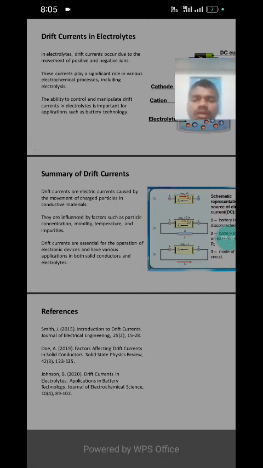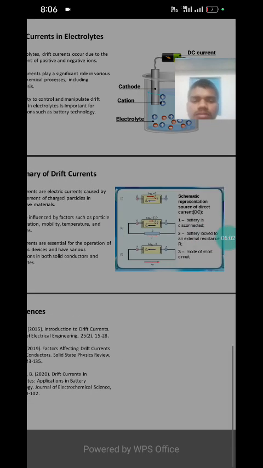Summary of drift currents. Drift currents are electric currents caused by the movement of charged particles in conductive materials. They are influenced by factors such as particle concentration, mobility, temperature, and impurities. Drift currents are essential for the operation of electronic devices and have various applications in both solid conductors and electrolytes.